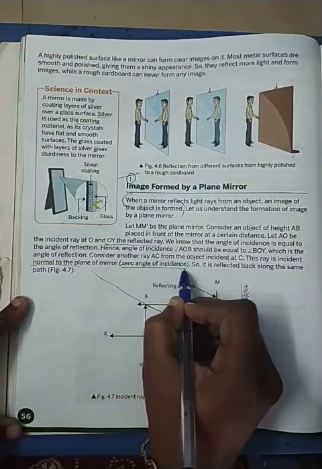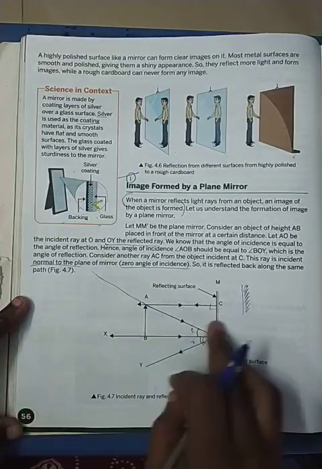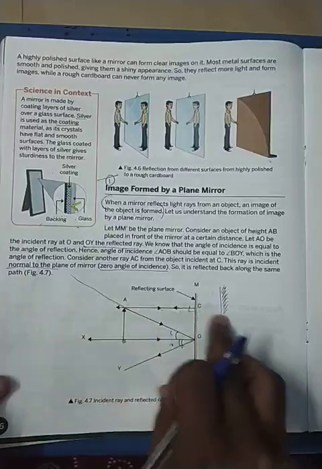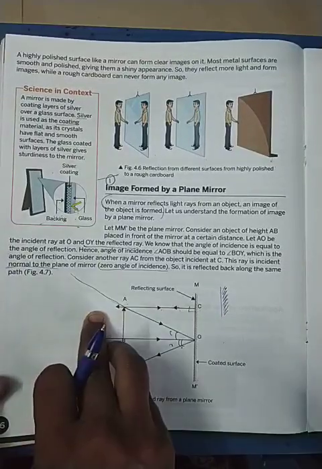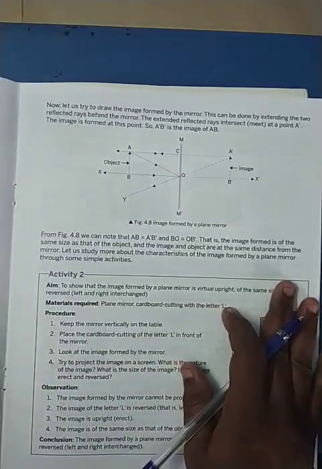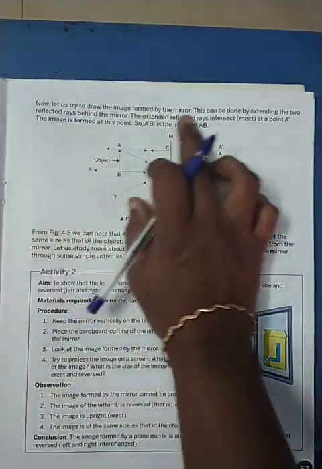So the angle of incidence is equal to 0. So obviously it will be reflected back along the same path. If it is reflected along the same path, we have 2 points now. We will see how this image is formed. Now we are going to draw the image.